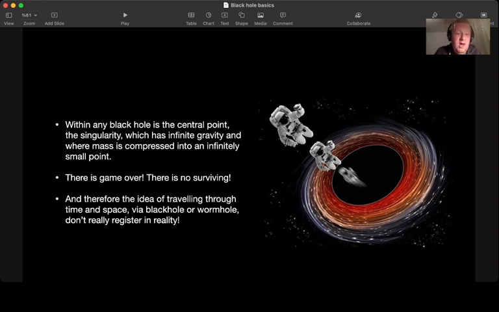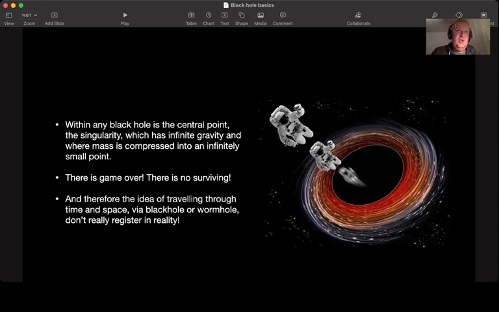And therefore, the idea of traveling through time and space through the black hole or wormhole doesn't really register in reality. Even inside the black hole does not register as reality, basically. So it's actually nothing.